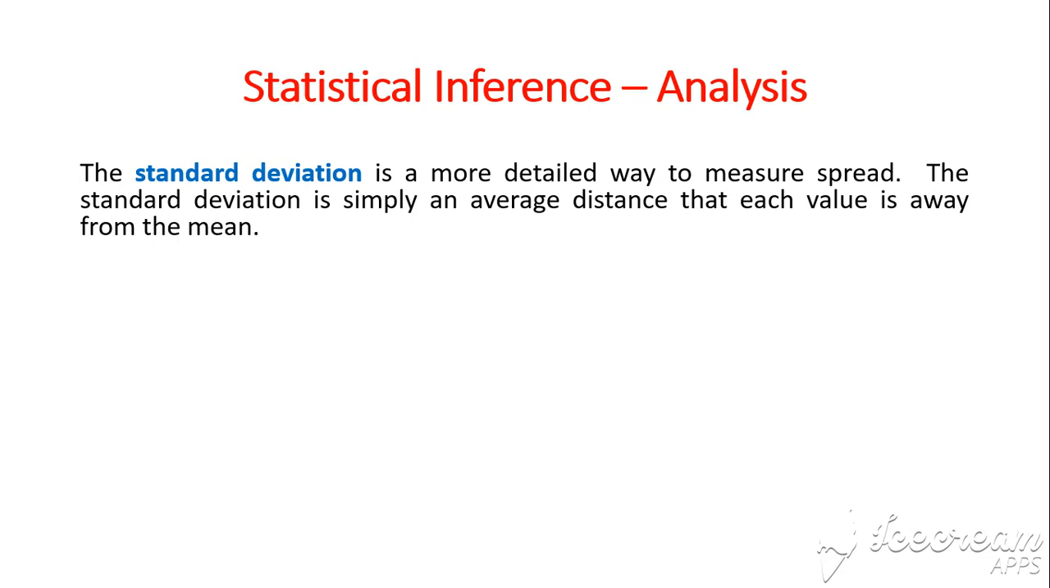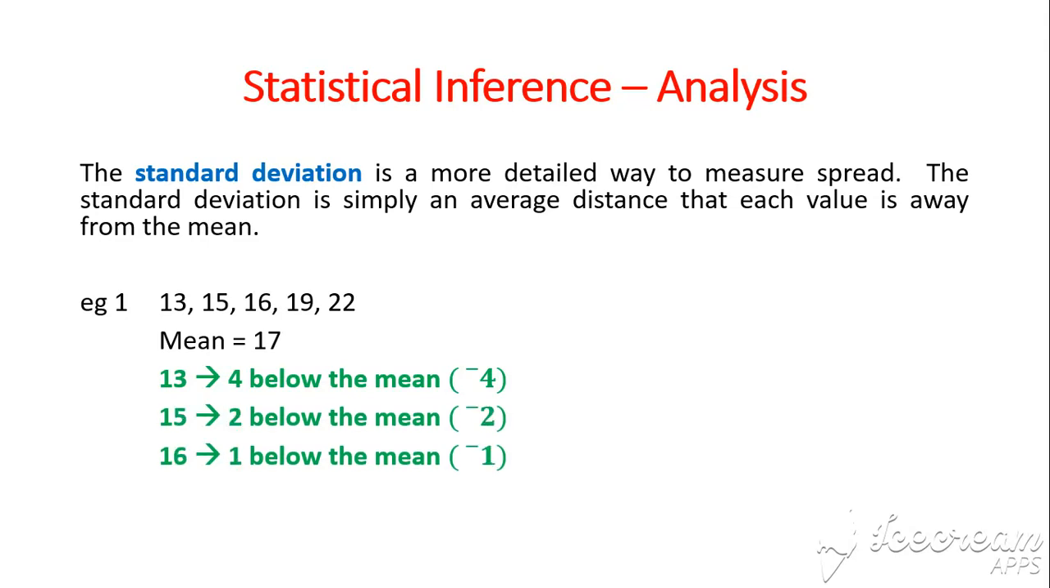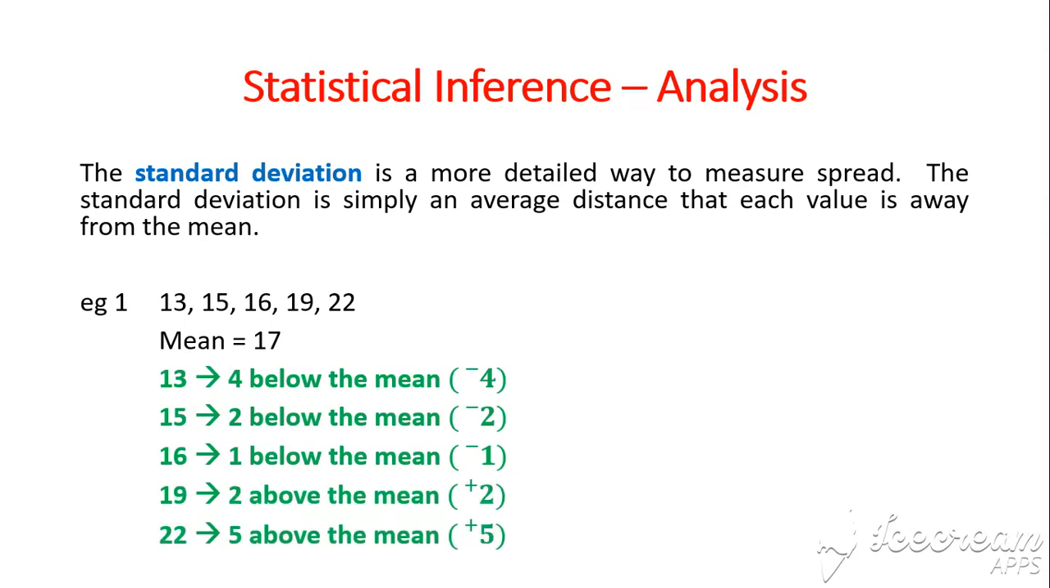So here we go. The standard deviation is a more detailed way to measure spread. Standard deviation is simply an average distance that each value is away from the mean. So here's a set of data, and here is the mean. Looking at each value, the 13 is 4 below the mean. 15 is 2 below the mean. 16 is 1 below the mean. 19 is 2 above the mean. And 22 is 5 above the mean.